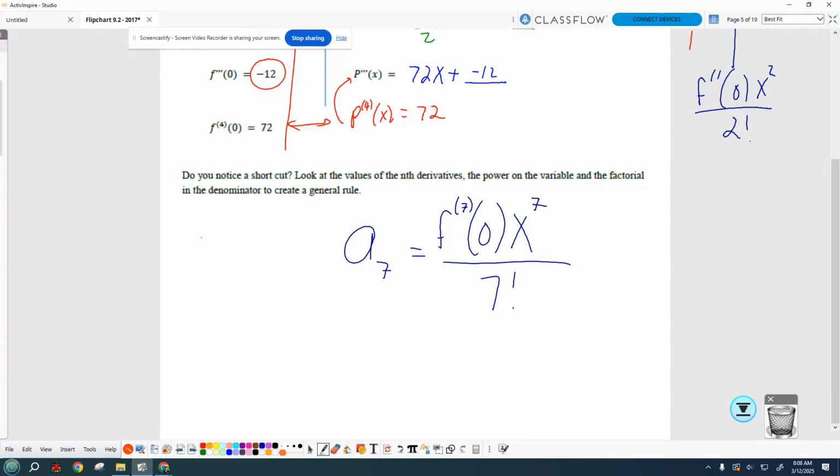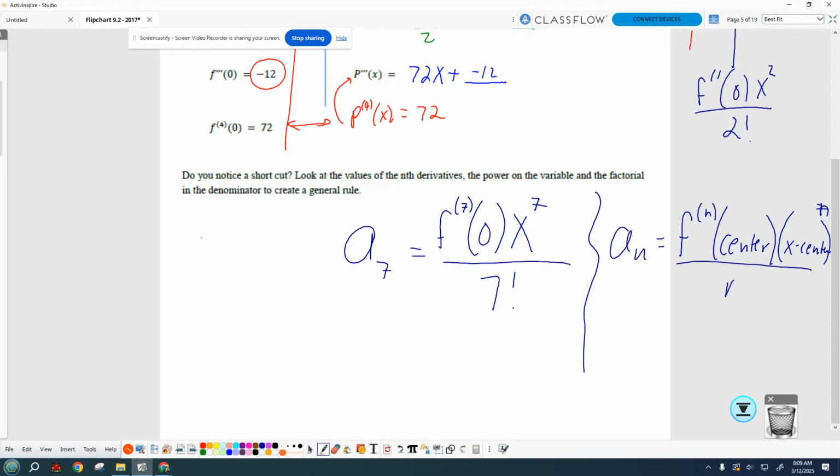These are centered at 0 right now, but if I wanted it at 3, I'd need to know stuff at 3. But here's the general rule, if you really want that. If you want it centered anywhere, find the derivatives at whatever center you're looking for. Then it's no longer x, but x minus the center to whatever power over n factorial.